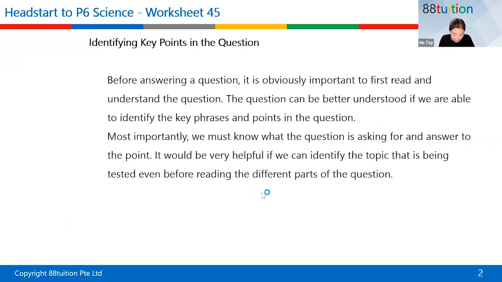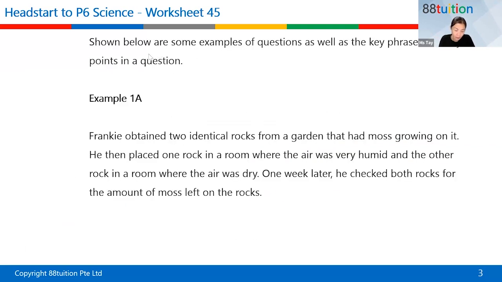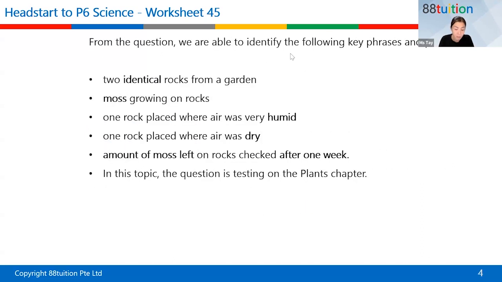Okay, so we did this last week, and then after that, we looked at some examples, right? Frankie obtained 2 identical rocks. So from this paragraph, we should be able to identify the key points, right? So 2 identical rocks, then we have moss growing on the rocks. Why are these important? Because this can lead to possible questions later on.